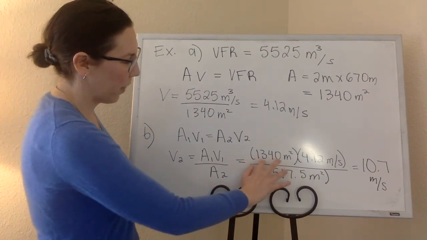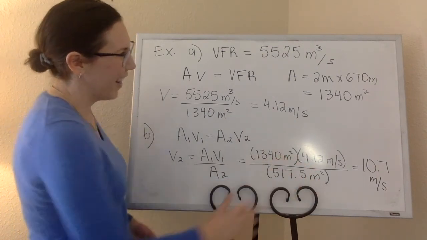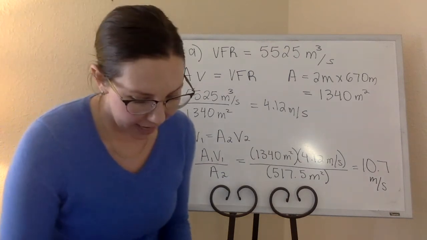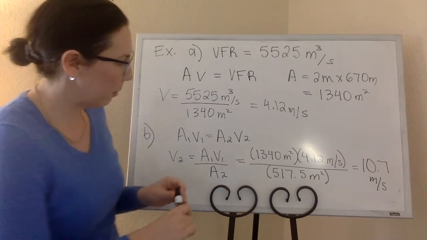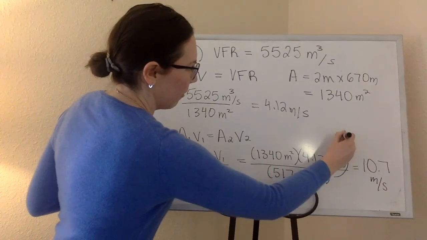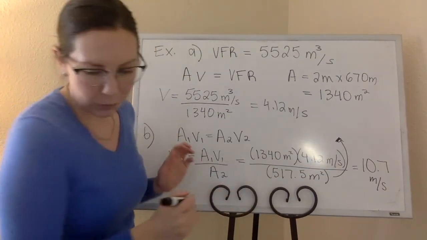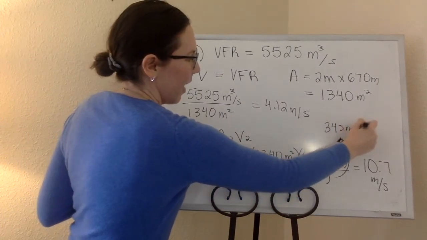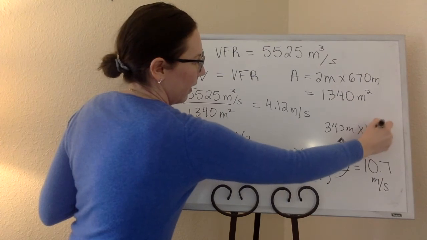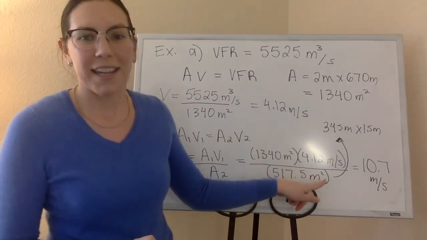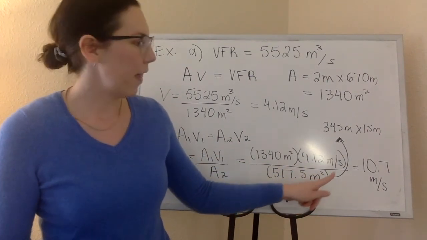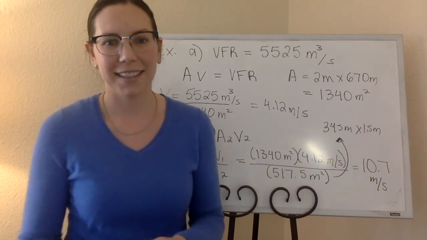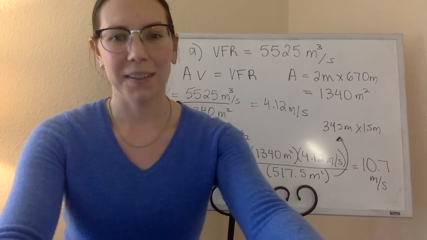So plugging in 1,340 meters squared times 4.12 meters per second, and then this area 2 comes from multiplying the length and width for that region, which was 345 meters times 1.5 meters. So that's what this area is here. And then that gives a speed of 10.7 meters per second. All right, one more example.